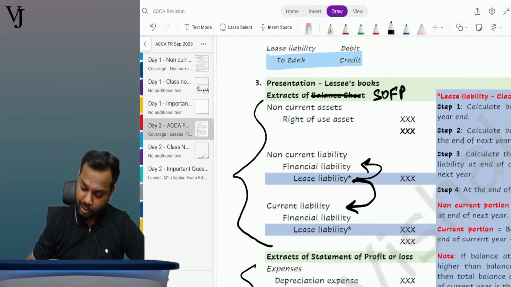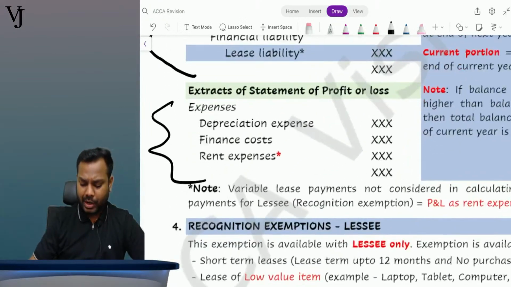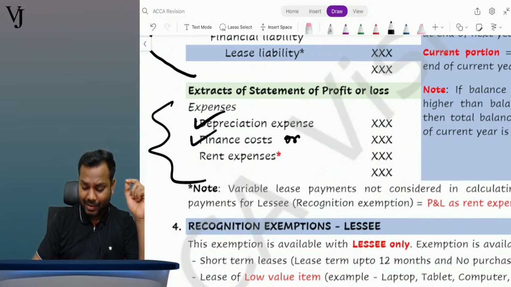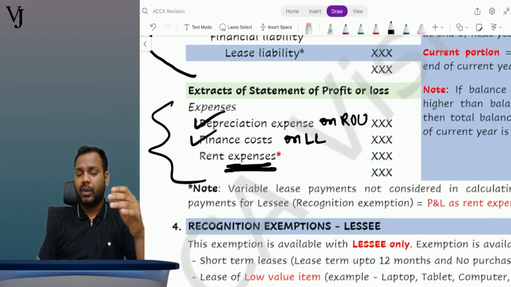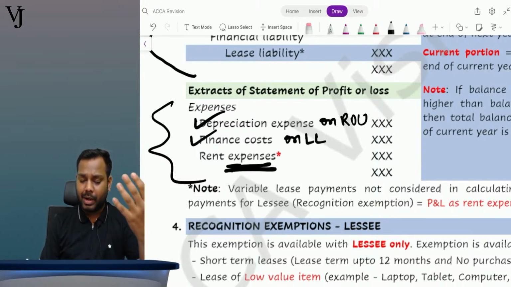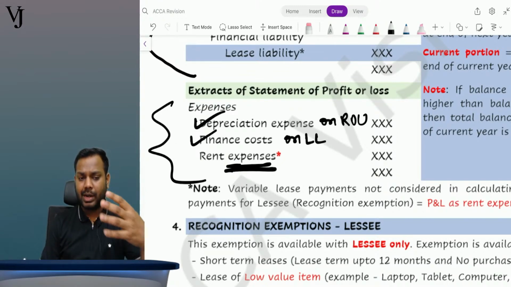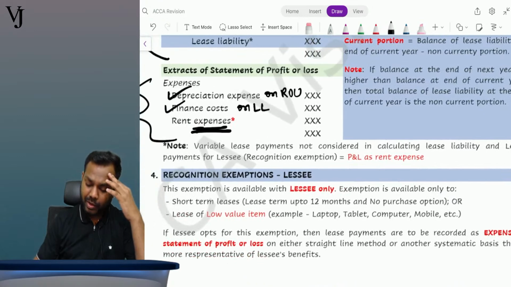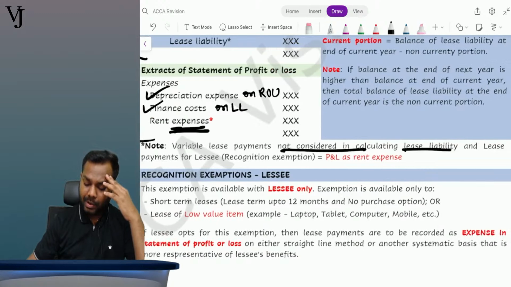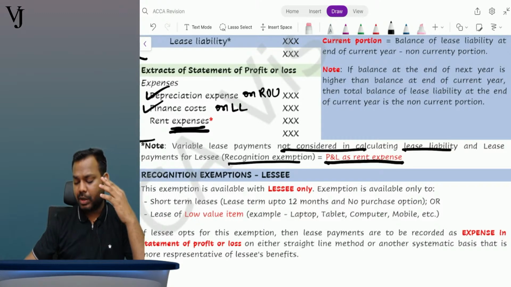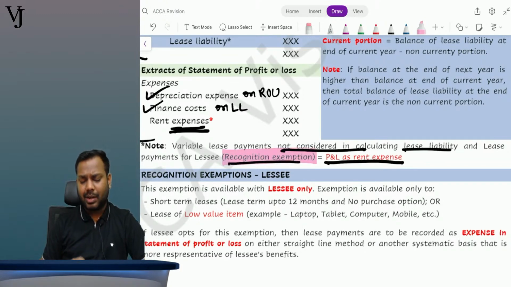Moving back to my concept capsule. In P&L, you will transfer depreciation expense, finance cost on lease liability, depreciation on ROU, and rent expense. What is the meaning of rent expense? Any variable lease payments, or any lease payments which were not considered in calculating the lease liability, will be transferred to P&L as rent expense. Lease payments for the lessee recognition exemption will also be recognized in P&L as rent expense. I have not yet discussed what recognition exemption is; I will discuss it later. Is it clear, everyone?